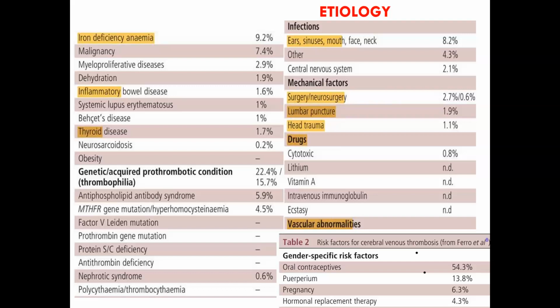And you need to look for vascular abnormalities. Dural AV fistulas also cause cortical vein thrombosis due to flow abnormalities. Okay, these are all the rarer causes. Other causes you can look into later, after the class.